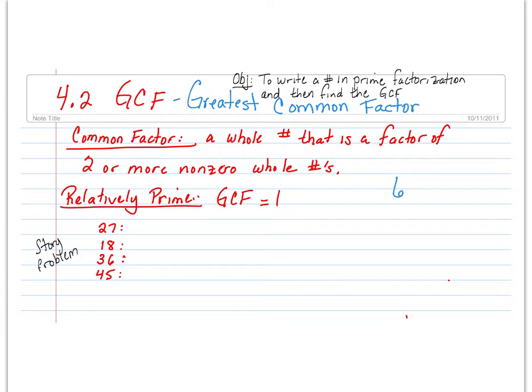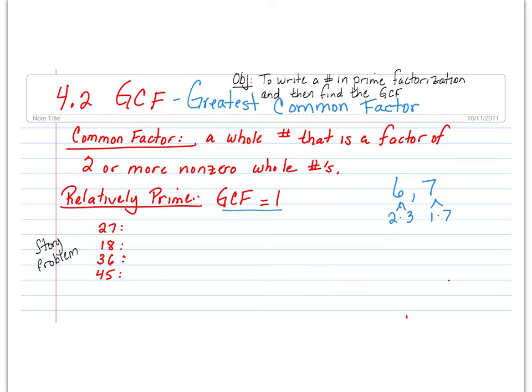numbers like 6 and 7? Do they share anything other than 1? No, because this is, what, 2 times 3? And that's just 1 times 7. When they only share a 1, the only thing in common is 1, the greatest common factor is 1, that is called relatively prime. Okay? And they're going to ask you, is a number relatively prime? You're going to write yes or no.